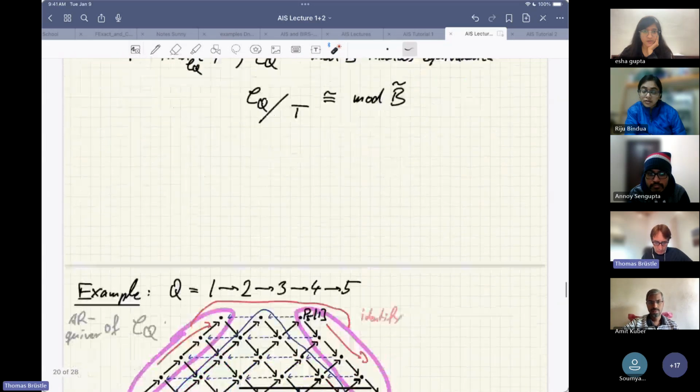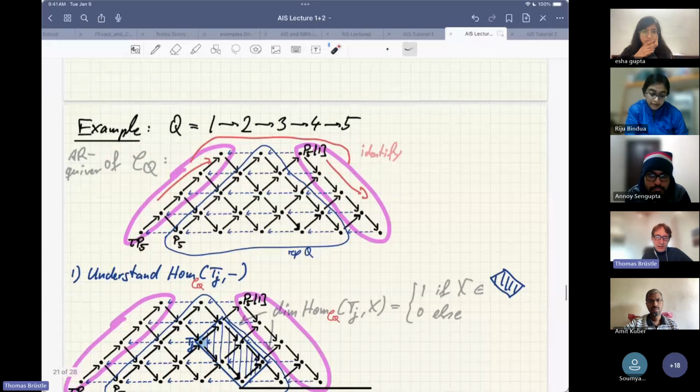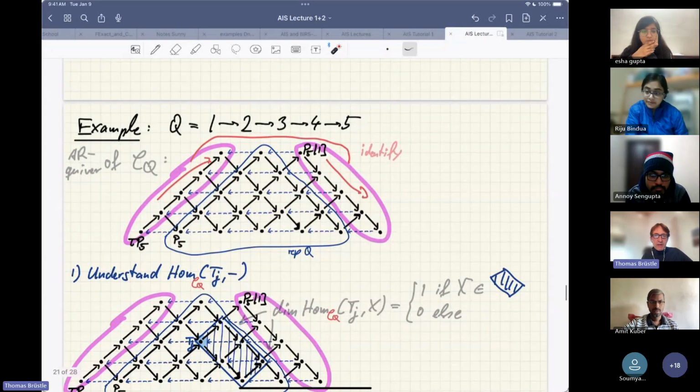Okay. So I would like to basically go through the same example that we did yesterday for the tilting object. The tilting object was computed in here, and now I enlarge it by these two pieces, which I identify. I'm now in the cluster category.